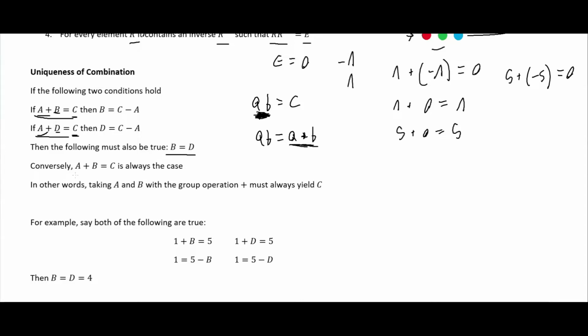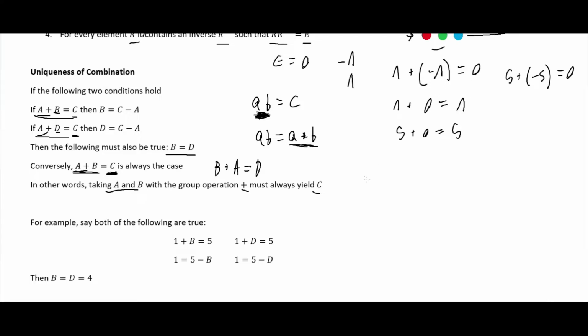And conversely, when you do A plus B, it will always equal C. You can't do A plus B and get C one time, and then A plus B and get D another time. And that's if you do this in the same order. So we're assuming non-commutativity here. It might be the case that if you instead did B plus A, then you could get D. But if you do it in this same order, then you will always get C from that. So in other words, taking A and B with the group operation plus will always yield C.